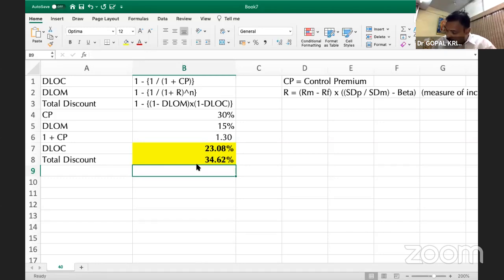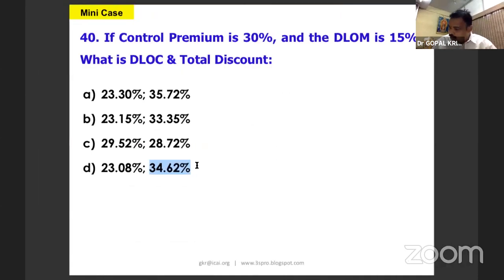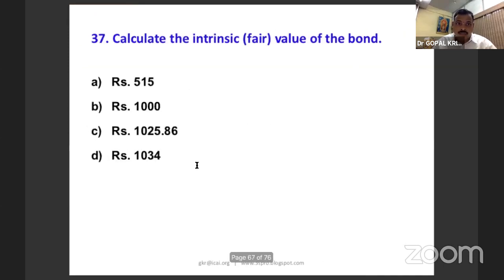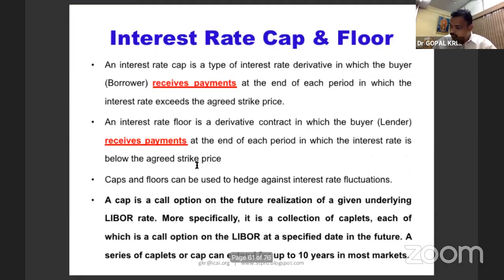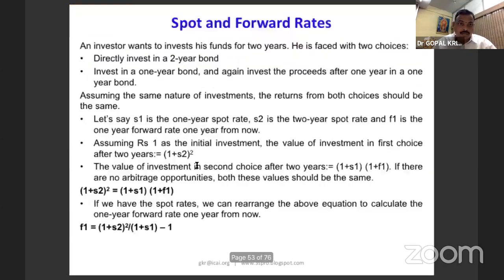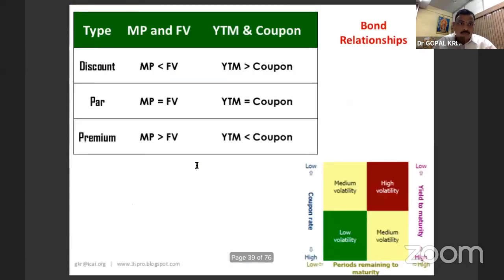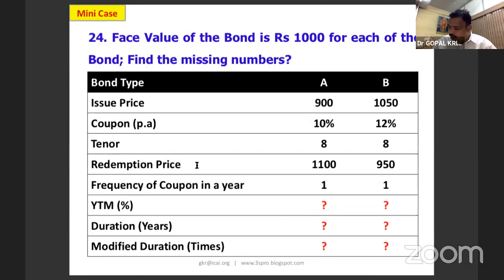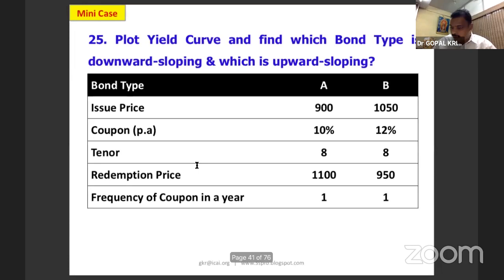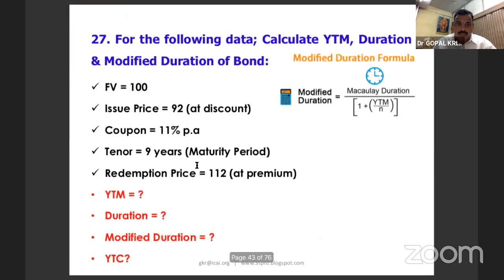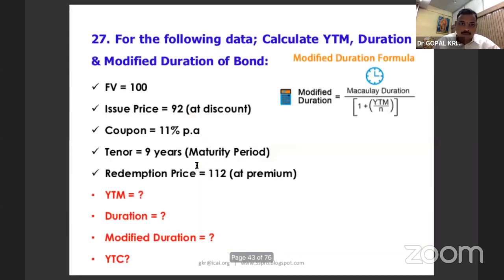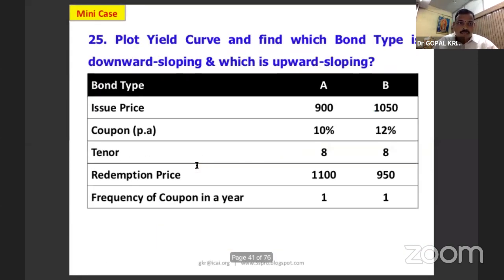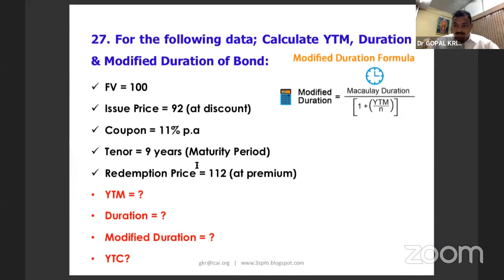Now let me take you to question number 24. I'll come to 37, 38 and 39 a little later, not now. I'll complete the other questions first. So let me take you to 24, 25, 26, 27 and all. Now let me do 27. You can try 24, 25 and 26 as an exercise. Let me try 27.